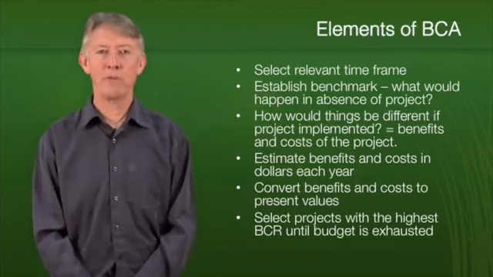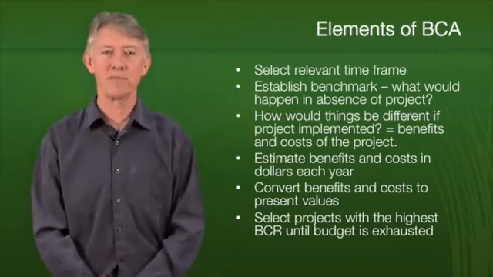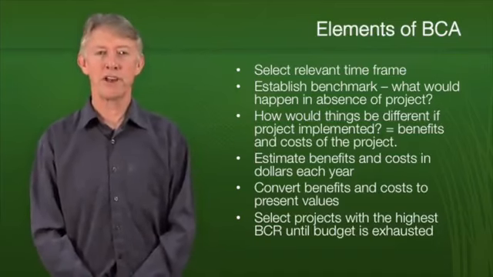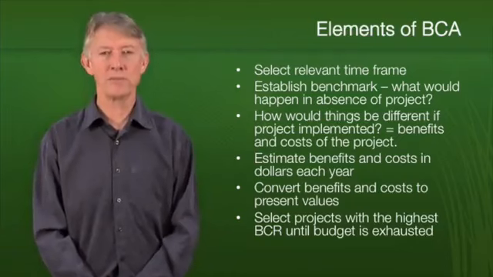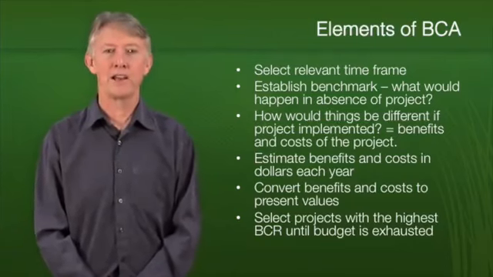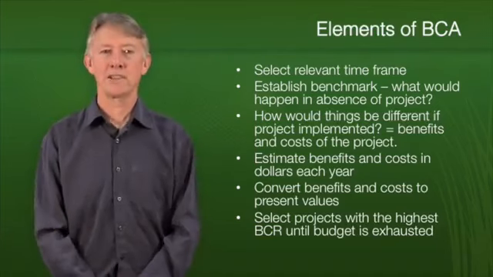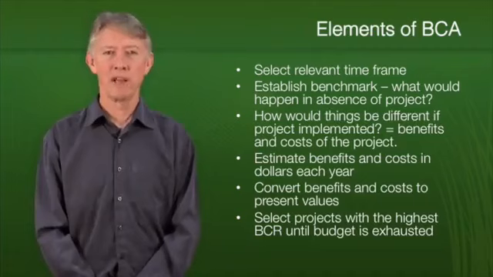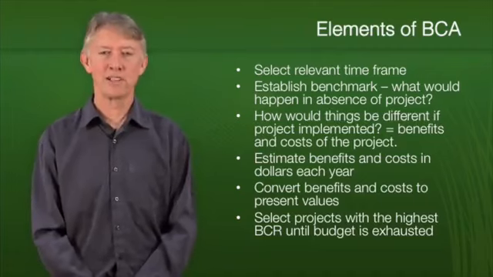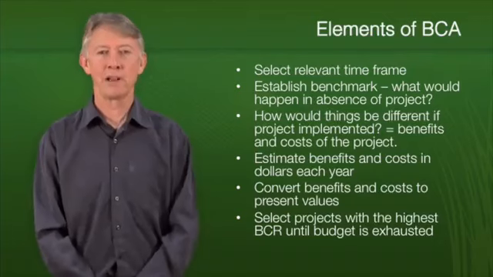And from that, what would be the benefits and costs that result from the project, causing something to change in the real world. Then we need to convert those benefits and costs into dollar terms in each year, and then calculate present values and select those projects with the highest benefit cost ratio until the budget's exhausted. So that's the general approach we're going to take. Now let's look a little bit more at some of the details.